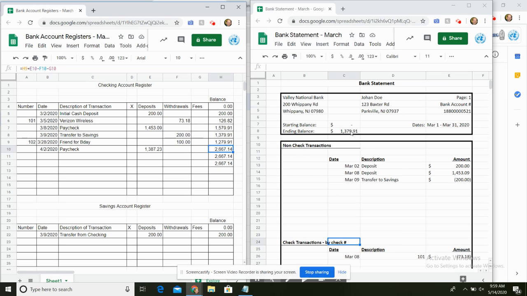$1,379.91. Well, who's right? Well, the bank was right back on March 31st, but now I've been keeping track of what's been happening ever since. Wait, but Mr. Ott, this is actually March 28th. Why didn't it show up down here, right?